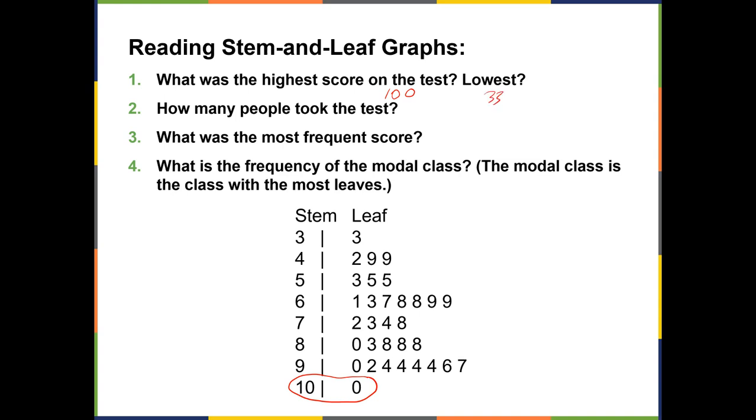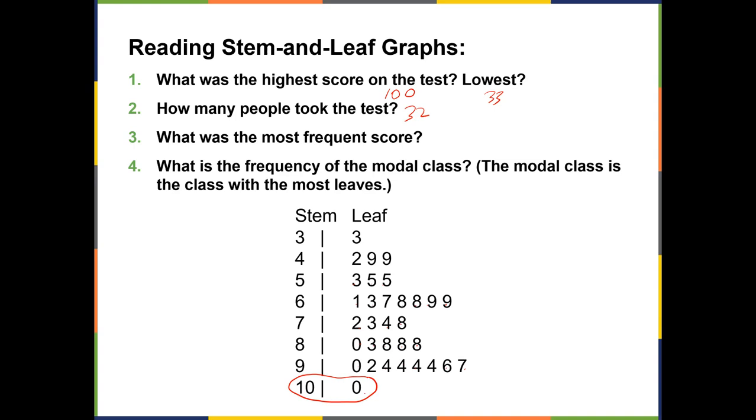How many people took the test? Well, we have to count up every single score. So we have 1 here in the 33, 2, 3, 4, 5, 6, 7, 8, 9, 10, 11, 12, 13, 14, 15, 16, 17, 18, 19, 20, 21, 22, 23, 24, 25, 26, 27, 28, 29, 30, 31, 32. I hope I got that. Sometimes I count these twice because it's easy to miss.